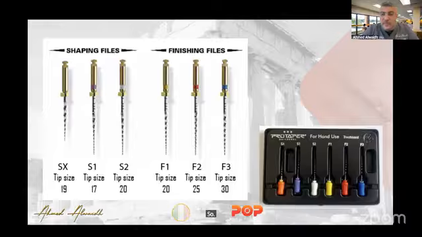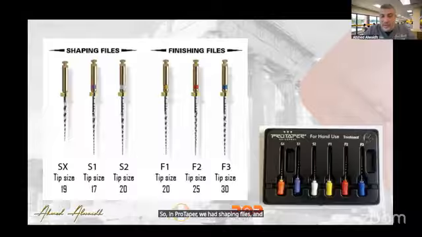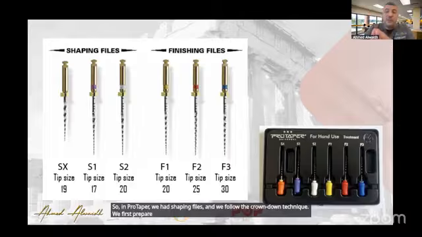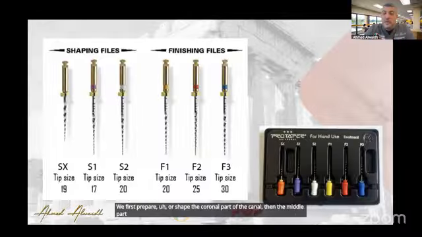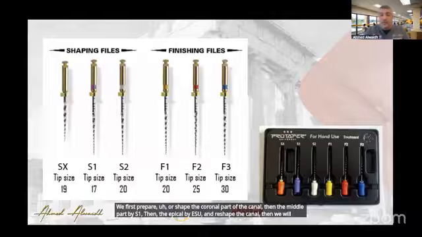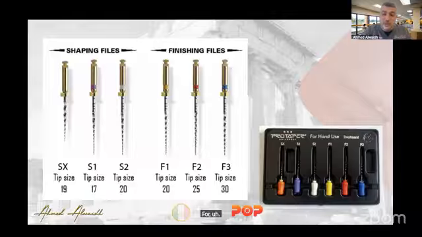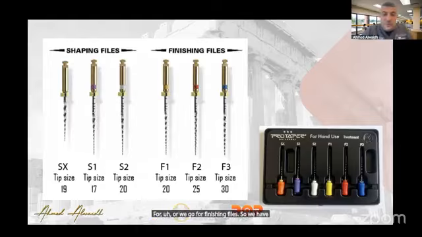So in ProTaper, we had shaping files, and we follow the crown-down technique. We first prepare or shape the coronal part of the canal, then the middle part by S1, then the apical part by S2, and we shape the canal. Then we go for finishing files. So we have F1. You may stop at F1 or F2 or F3.